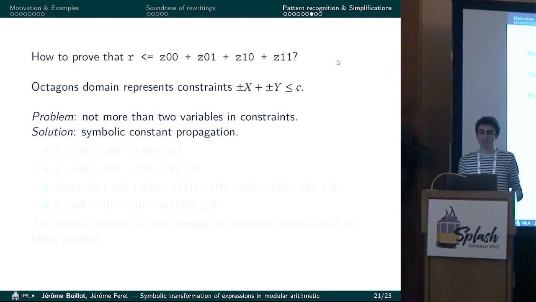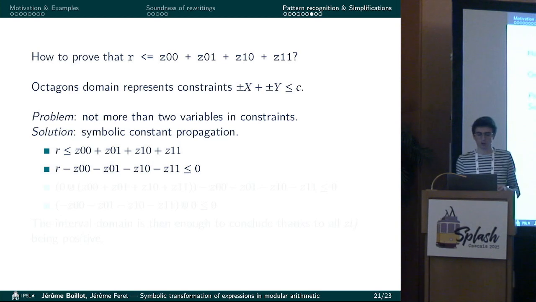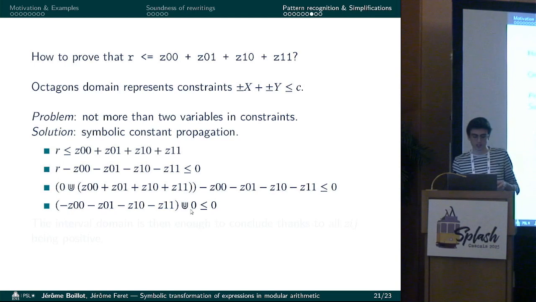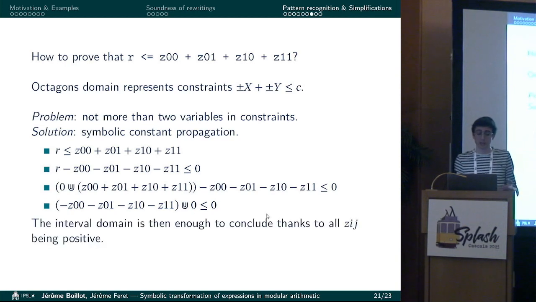The solution is to use symbolic constant propagation. We rewrite our inequality: we propagate the value of r symbolically, and we get just 0 convex join the sum of the zij, minus the sum of the zij, that is less or equal than 0. Then we can simplify it to get minus the sum of the zij convex join 0, that is less or equal than 0. And then the interval domain is enough to conclude because we know that all these zij are positive.